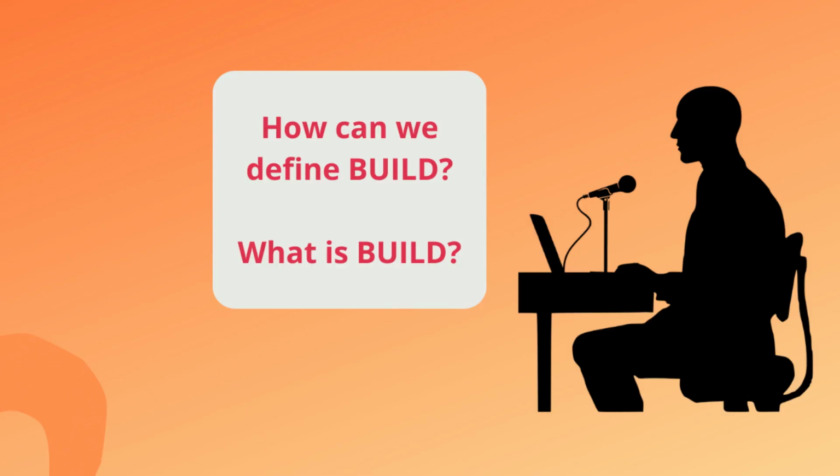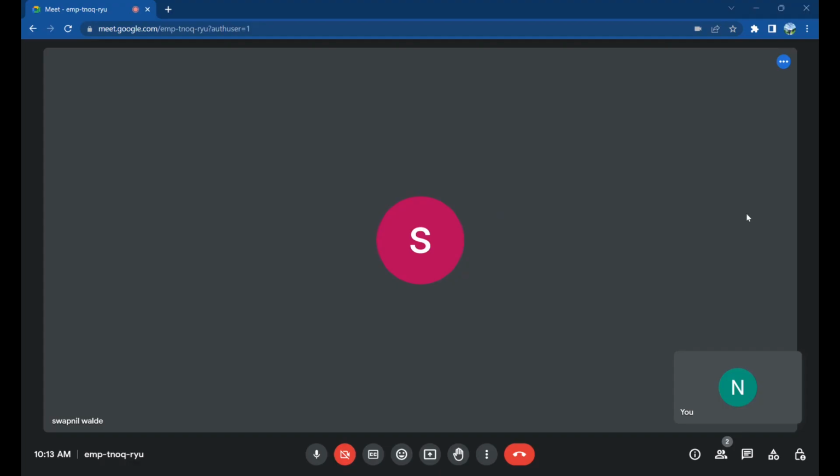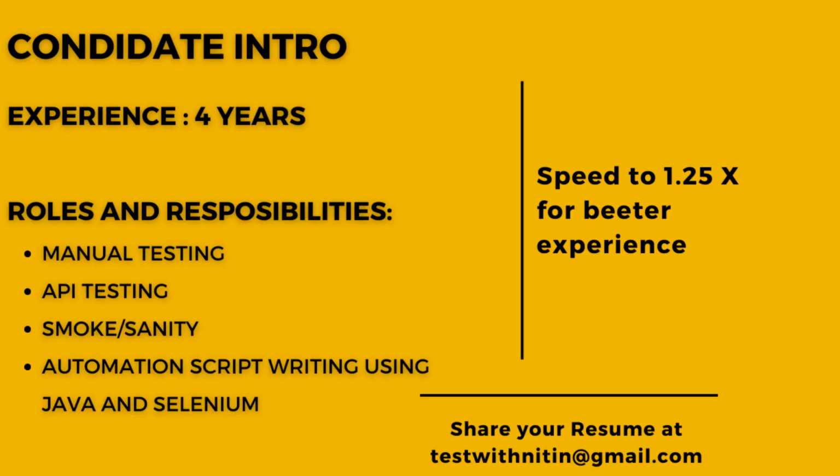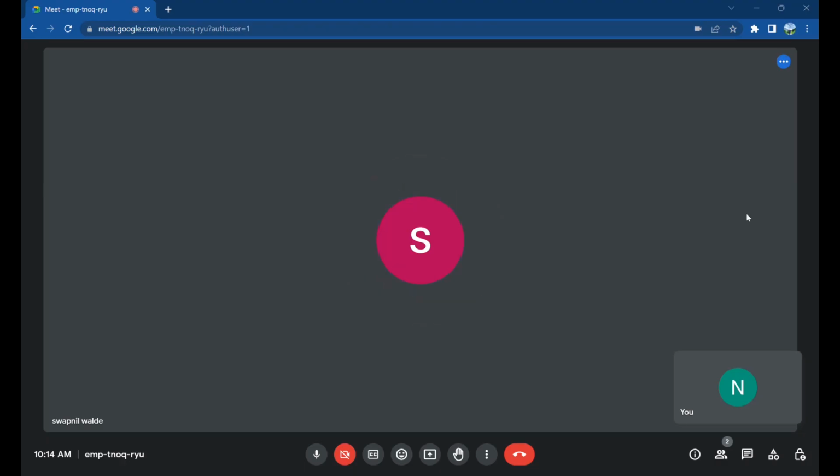Okay. So how can we define a build? What is a build? A build is nothing but a task that creates a particular product, created by the developer. The developer adds his programming, with the help of a snapshot. The developer creates the actual functionality, one functionality, that is one module.